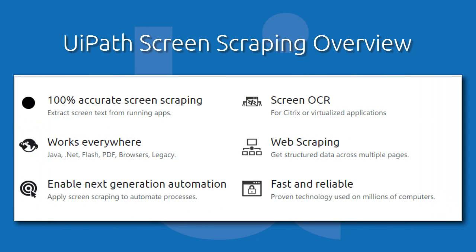So there you have it. There are several ways you can extract text from various apps using UiPath Studio. There are other third-party UIs that UiPath can easily perform the screen scraping like Silverlight, SAP, Oracle applications, and much more.